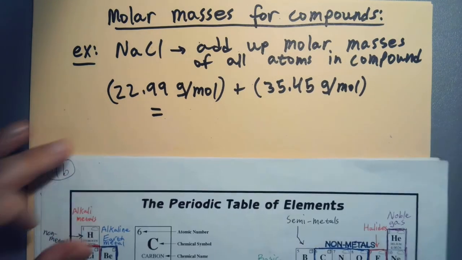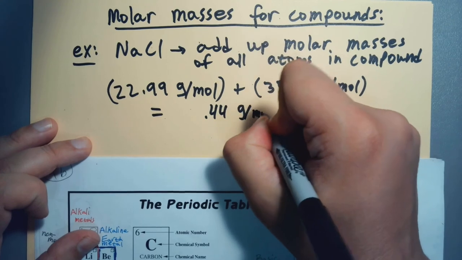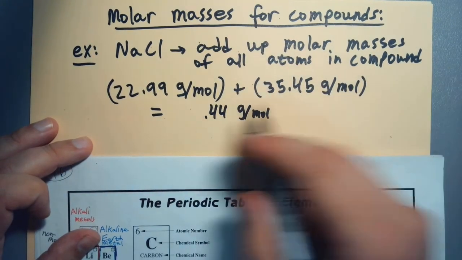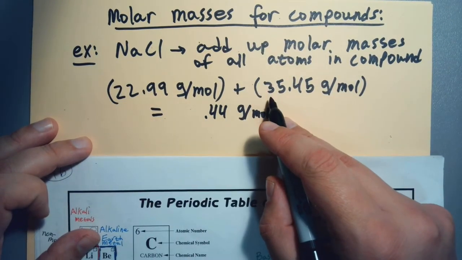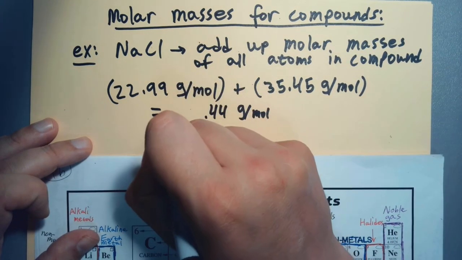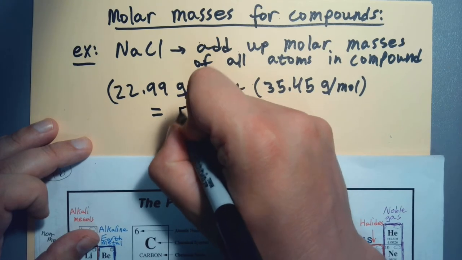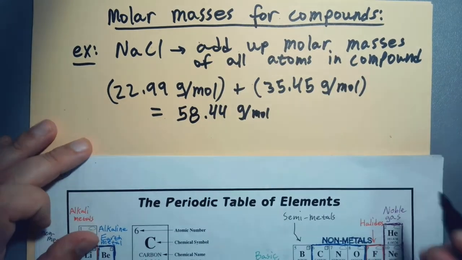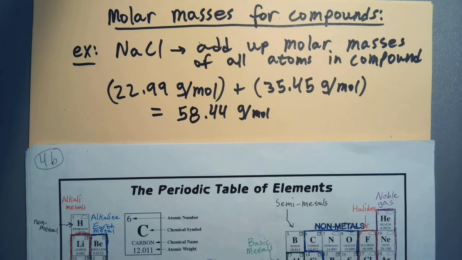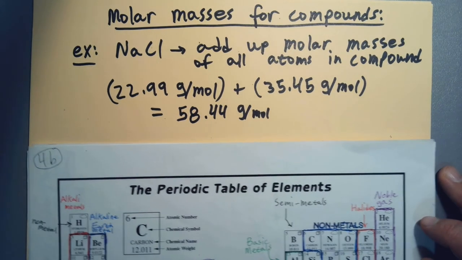And so we get, let's see, we get 0.44 grams per mole. I'm not done. Don't worry, I know it's more than 0.44. We get 78, looks like. No, sorry, that is bad math. 58, there we go. 58.44 grams per mole. Thankfully, I caught myself where the Sharpie hit the paper. That would have been bad.